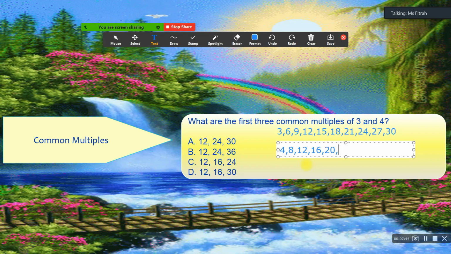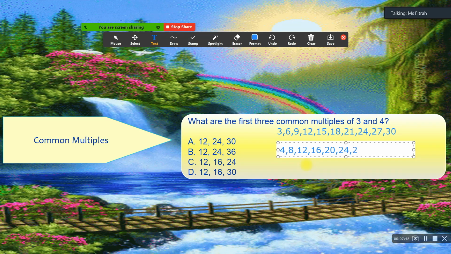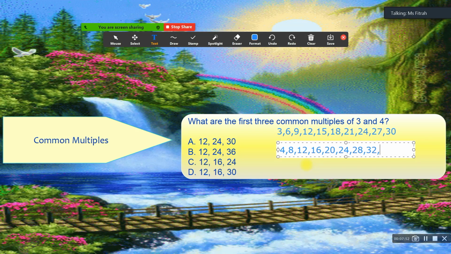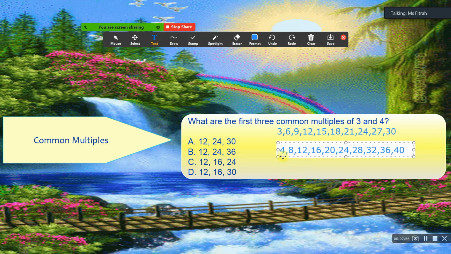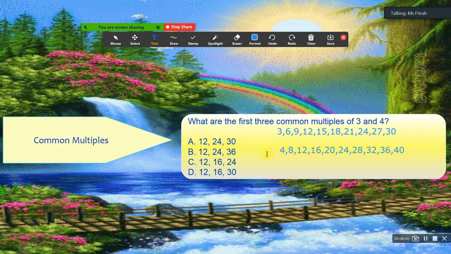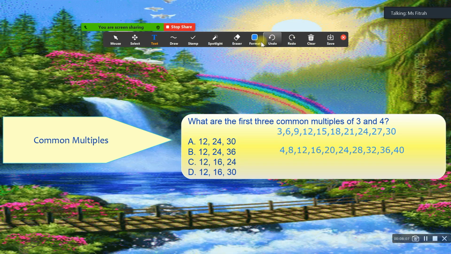30. After this 24, after this 28, and then 32, and then 36, and then 40. Okay, you can look at the multiples of 3 and multiples of 4. Where is the number that have the same number?